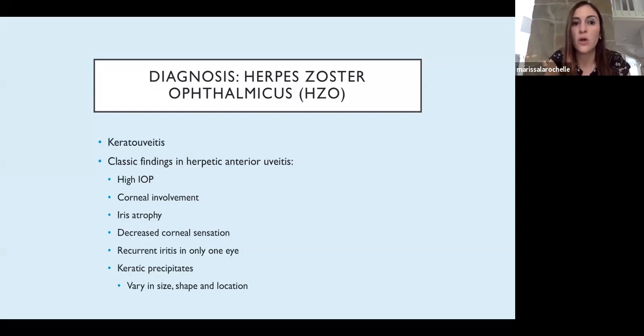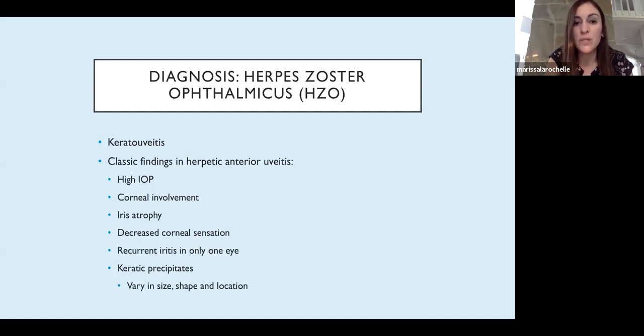Corneal involvement. We all know a dendrite or a pseudodendrite tips us off easily to herpetic disease, but really any corneal involvement. It can be stromal edema, Descemet membrane folds, focal endothelial disturbances or opacities. Decreased corneal sensation: if you remember, on the next visit check the corneal sensation before your technician puts in the proparacaine. Recurrent iritis only in one eye.